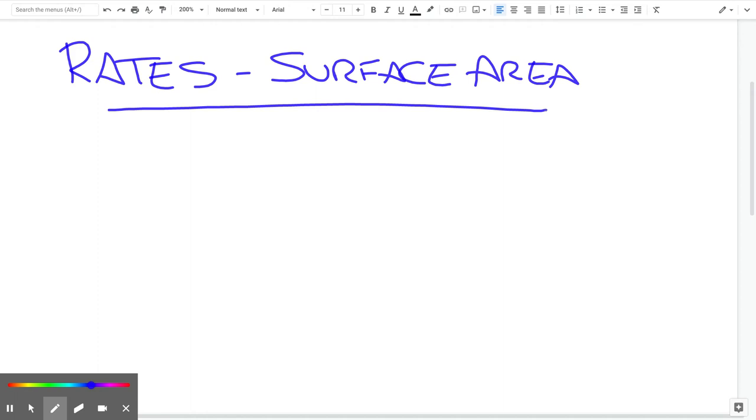Right, so in this first example of how we vary rate, we're going to look at the surface area. The surface area is going to be related to the reacting surface of a solid. So we're going to look at how changing the surface area of two substances can affect the rate of the subsequent reaction that you would see.